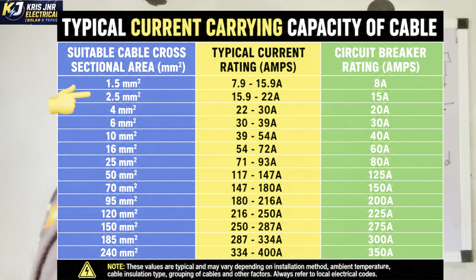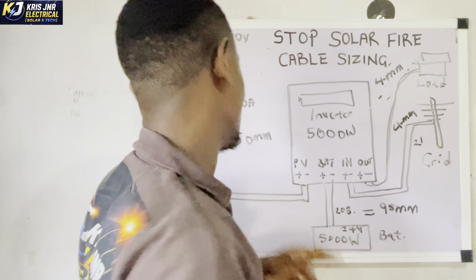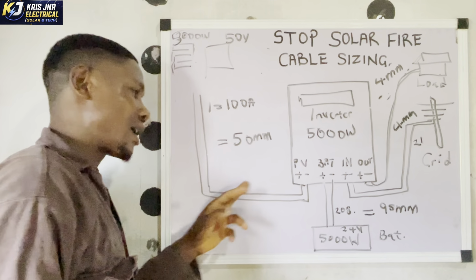So the cable here is different from the cable here. That's why I decided to inflate my figures. The voltage changes and all that, and you'll be able to do your own calculation. So we need a 4 mm cable for the load, a 4 mm cable for the grid, a 50 mm cable for the solar from the panel to the inverter, and a 95 mm cable for your battery.